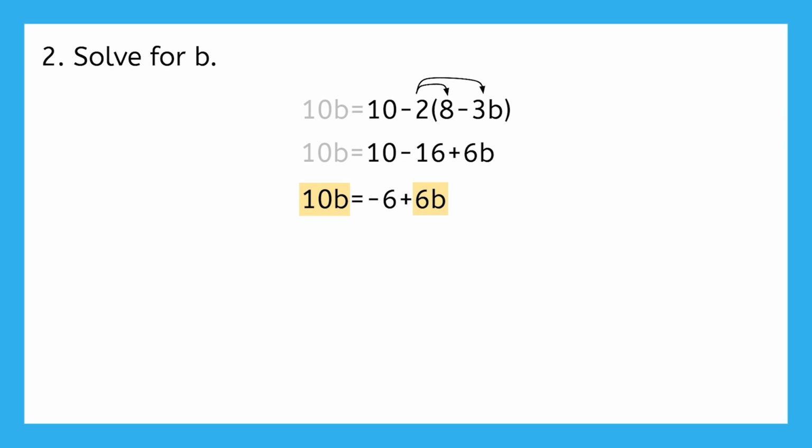Well, my goal is to get the variable by itself, and since 10b is already on its own side of the equation without any constants, it's going to be much more efficient to cancel out the 6b instead. Since it's a positive 6b, I'm going to subtract 6b from both sides to cancel it out. 10b minus 6b makes 4b, and 6b minus 6b cancels out, leaving just negative 6 on the right. All that's left now is to divide both sides by 4. Okay, negative 6 divided by 4 makes negative 1.5.